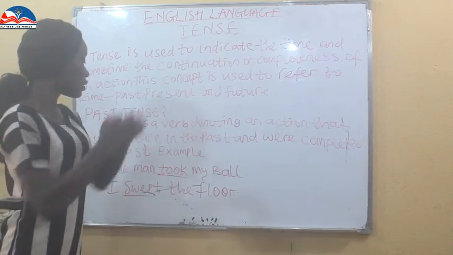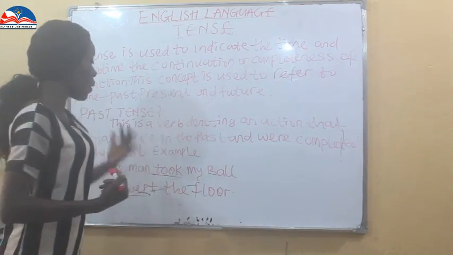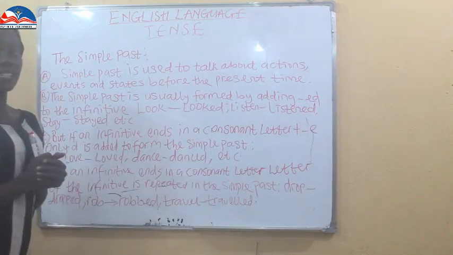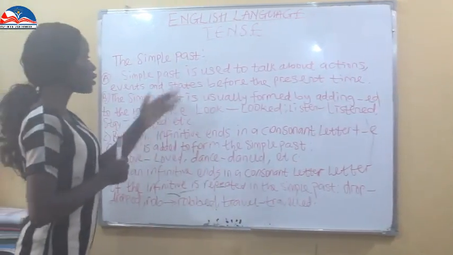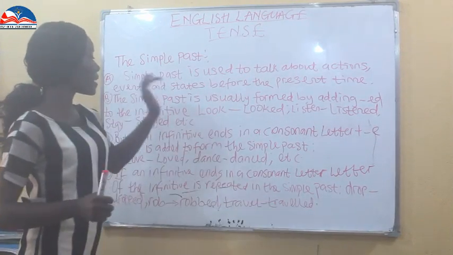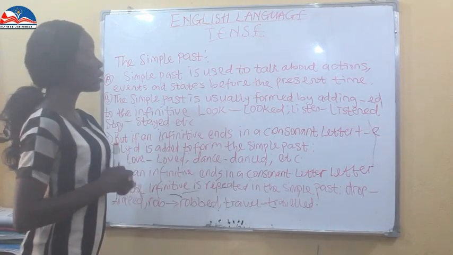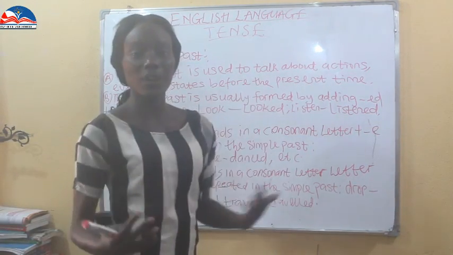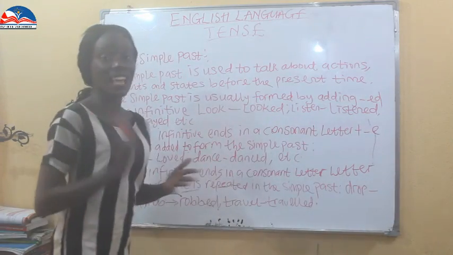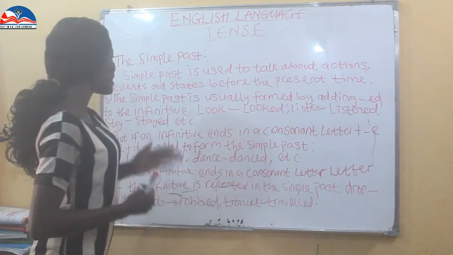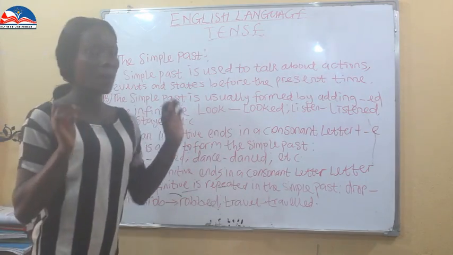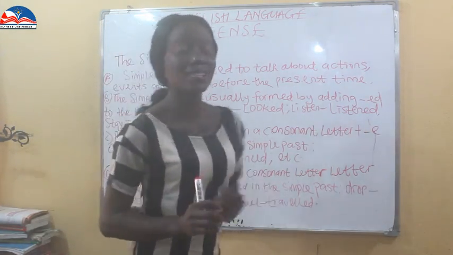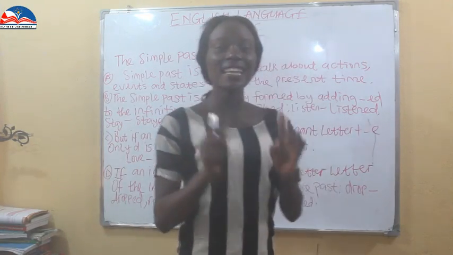Now we're going to look at the categories of how we form the past tense. First we have the simple past. This simple past is used to talk about actions, events, and states before the present time. It talks about things that occurred before the present time. That is past action. This simple past is usually formed by adding ed.